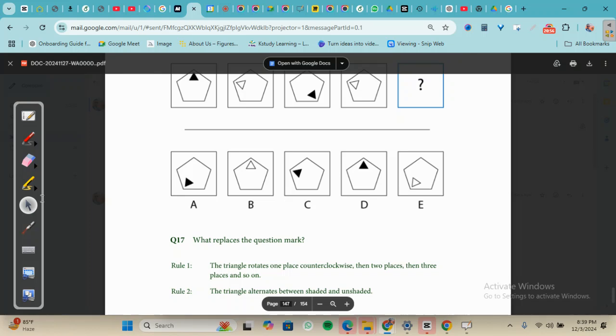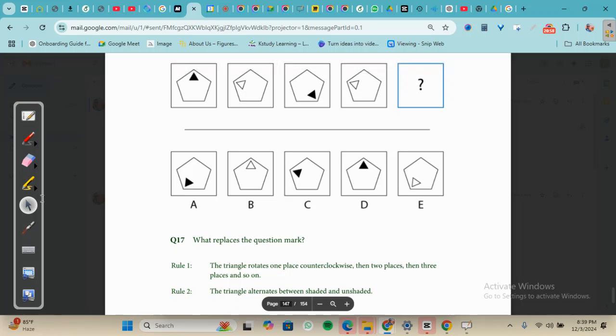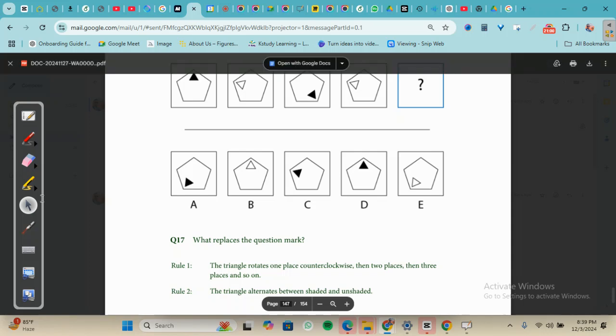It says the triangle rotates one place counterclockwise. So that's why I said, okay, rotate one place counterclockwise, then two places, then three places. So this is the first triangle. Now it's going to rotate one place. That's what he said exactly, and it worked.